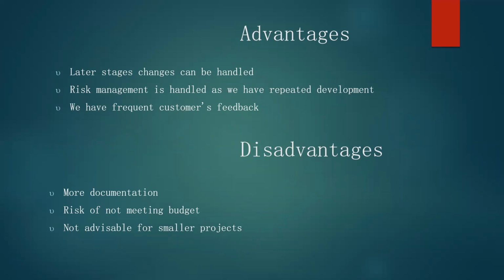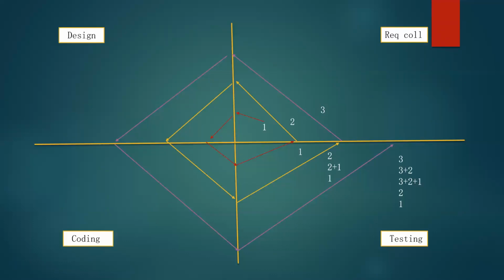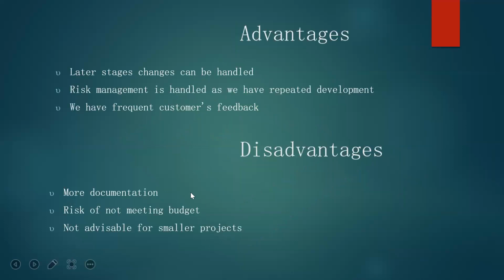Now coming to the disadvantages. For each and every phase, I'll come to the documentation parts later. For each and every phase of SDLC, documentation is very important. In the next model, I'll show you in detail how the documentation is handled. But for requirement collection, we have documentation, design we have documentation, coding we have documentation, and testing also we have documentation. So in this model, every time I need to keep on doing some documentation work before it goes for a release. That is the biggest disadvantage of the spiral model.